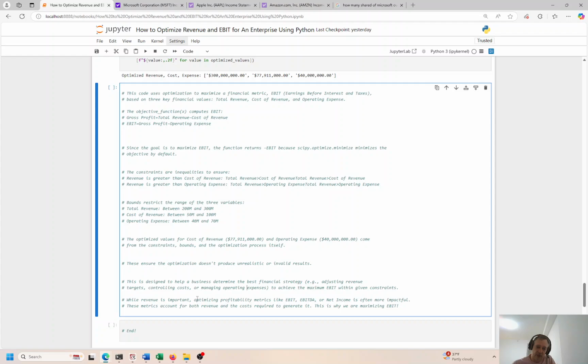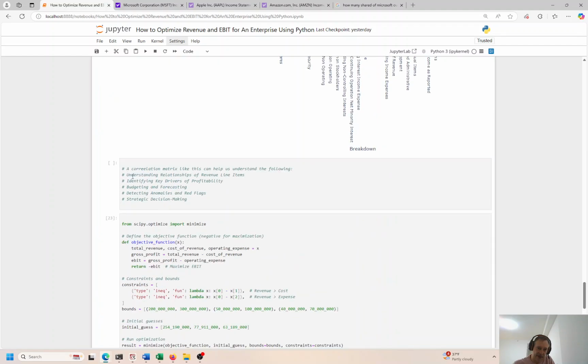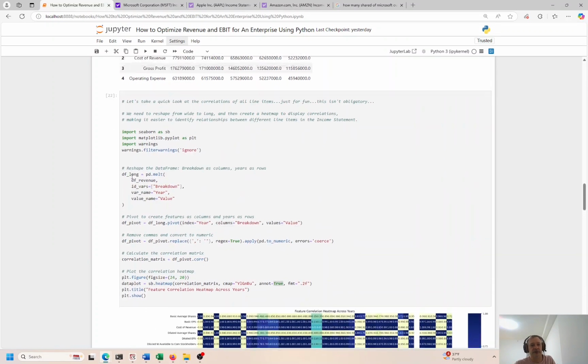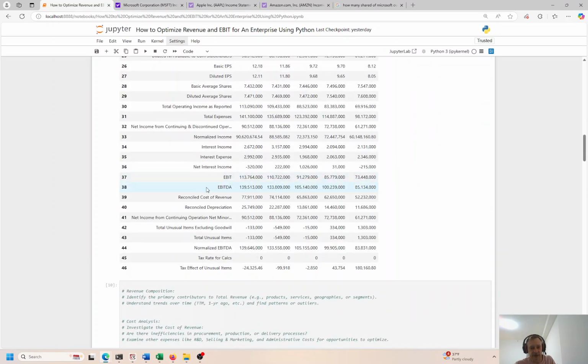While revenue is important, optimizing profitability metrics like EBIT or EBITDA or net income is actually probably more impactful. It's probably easier to understand this than the overall revenue. The revenue is a big number, it's coming from a lot of places. But once you get down to the EBIT and the EBITDA, where you see over here, if I scroll up, I'll just go up here real quick. Here's the EBIT, earnings before interest and taxes.